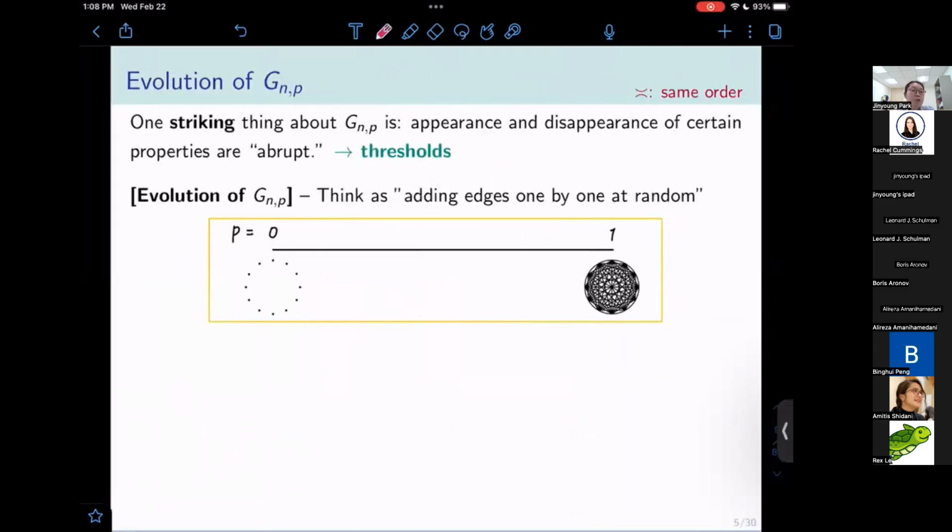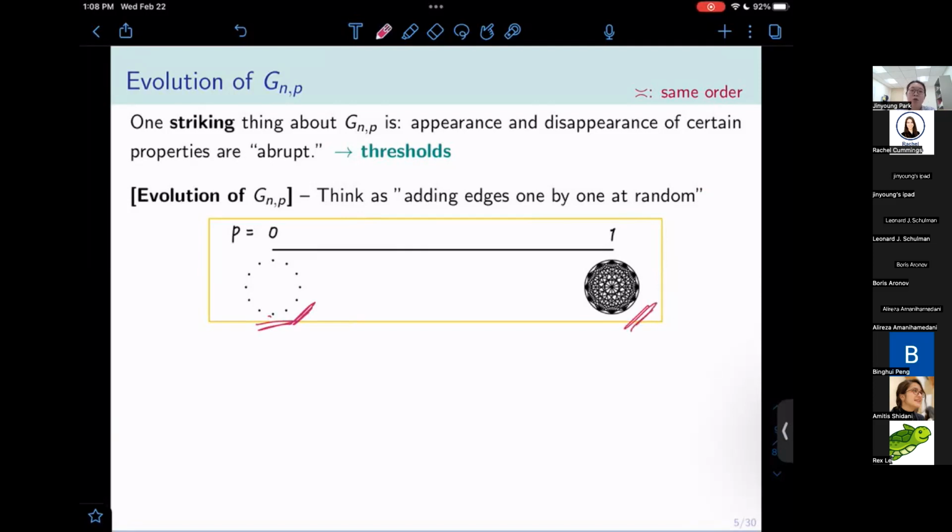And let me introduce the evolution of G(n,p). One striking thing about G(n,p) is that the appearance and disappearance of certain properties are abrupt, and this gives us the notion of thresholds. So here, let's think about the evolution of G(n,p). When we think about this evolution, we think of G(n,p) as we add edges one by one at random. So when p is 0, all of the edges are absent, so we have the empty graph. On the other hand, when p is 1, all of the edges are present, so we have the complete graph on n vertices.